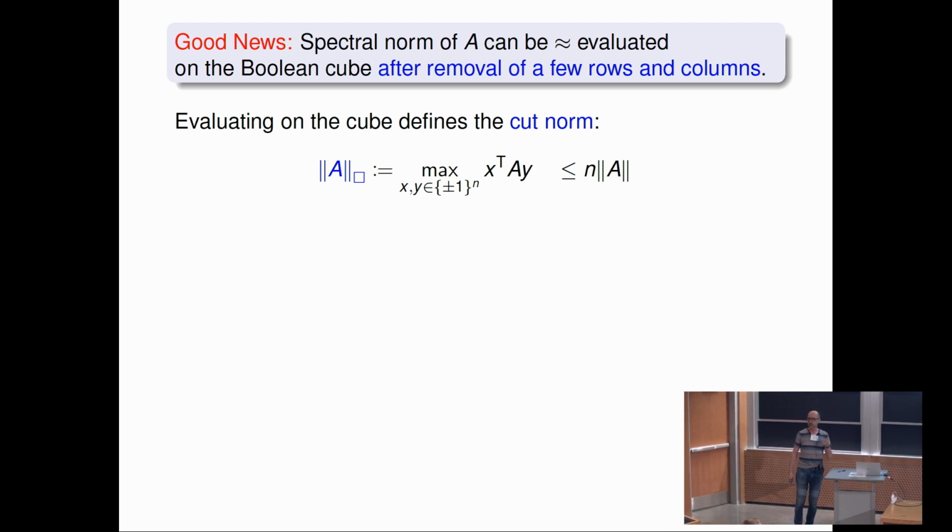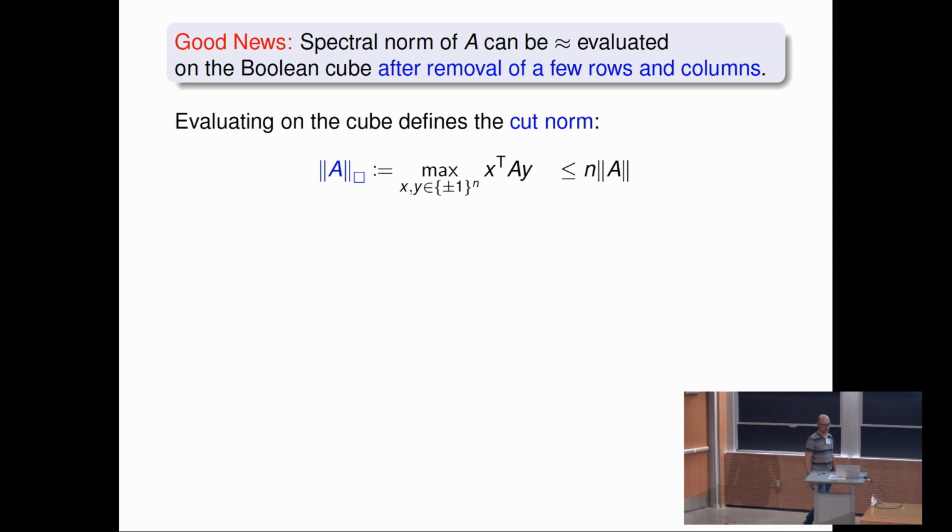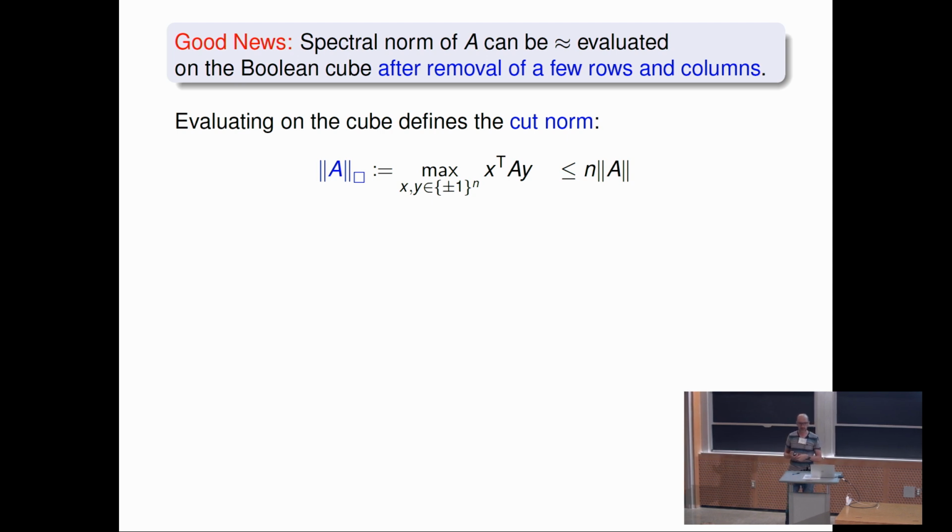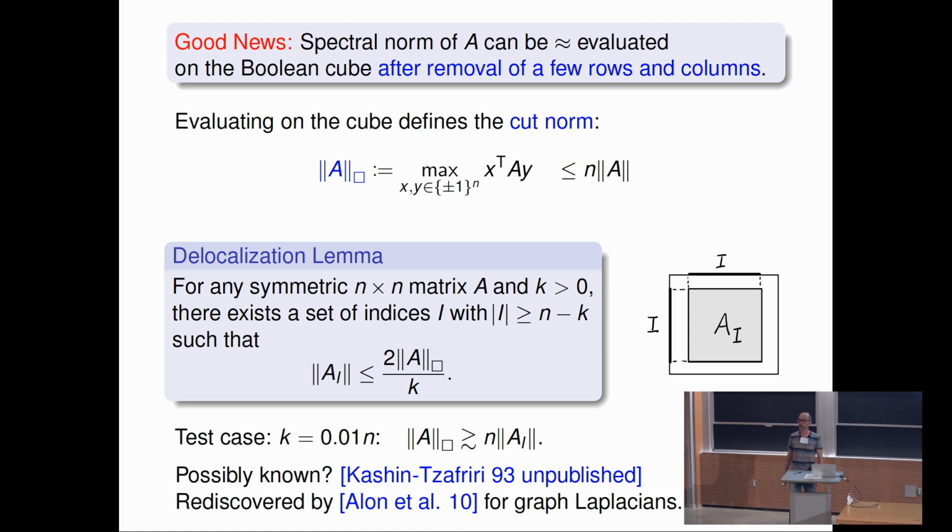And that defines what is called the cut norm of a matrix. Just because of the normalization, it's bounded, because these vectors are not unit vectors. They have norm root n, right? So because of normalization, they are bounded not by the spectral norm, but by n times the spectral norm of A. Okay, so that's an upper bound. Is this bound sharp? Not in general, as we saw. However, if you are able to give up a few rows and columns, it is sharp.